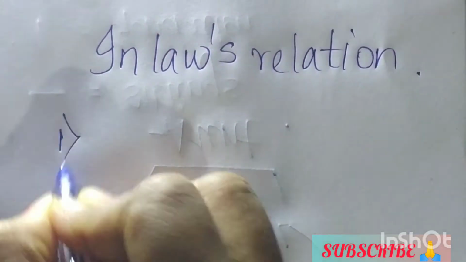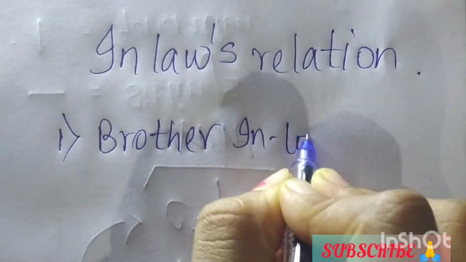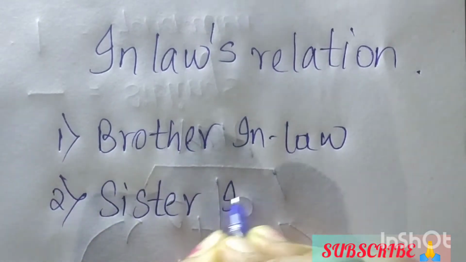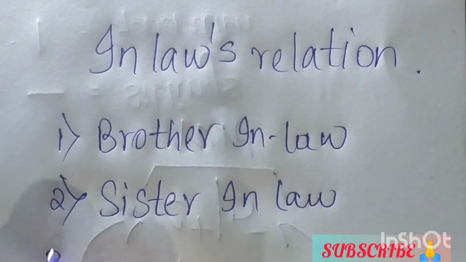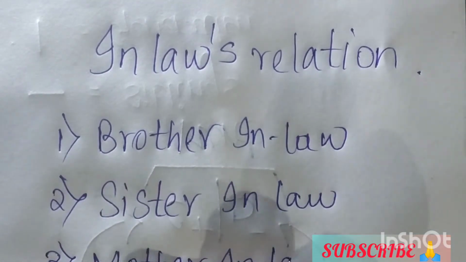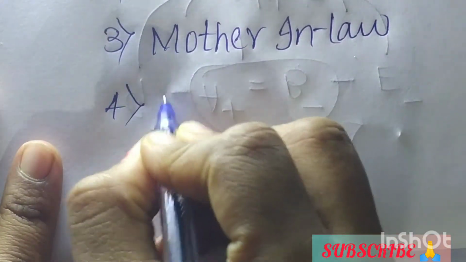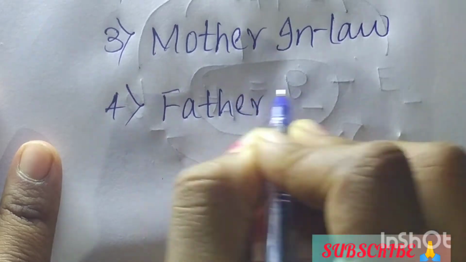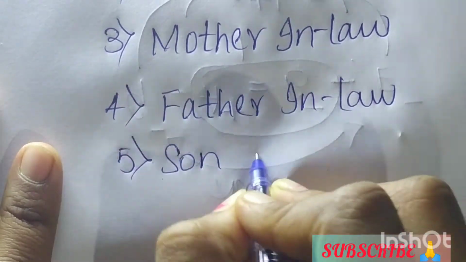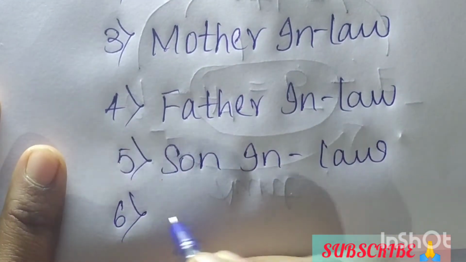Those are: first one is brother-in-law, second one is sister-in-law, third one is mother-in-law, then fourth one is father-in-law, son-in-law, and daughter-in-law.